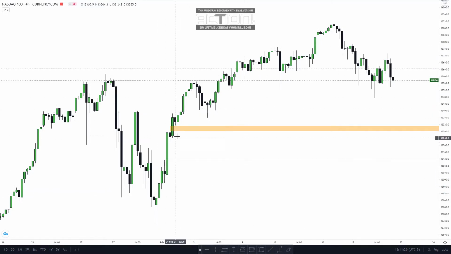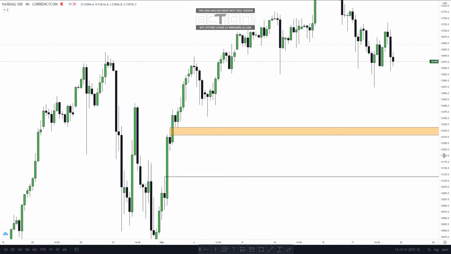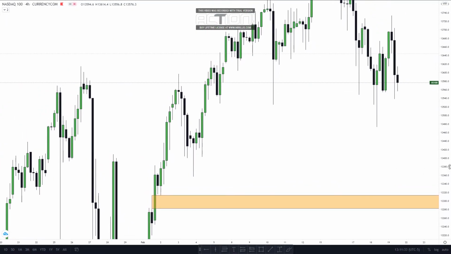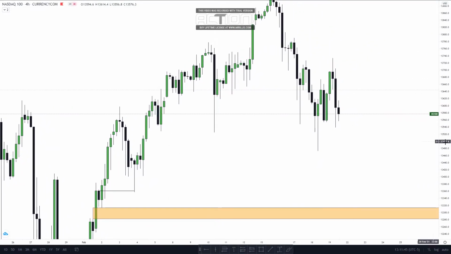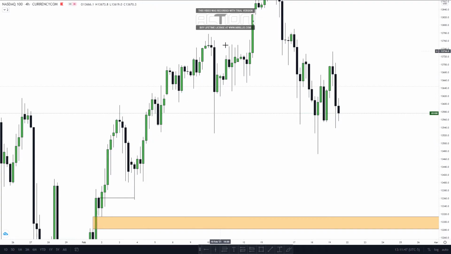As you can see from this zone up here, price never retested. All right, from this upwards movement, price never retested this zone right here. As you can see, price went up and came back down towards this order block right here. All right, and then again you can see price came back up. And where did price drop to?